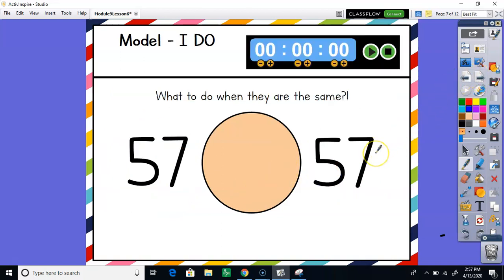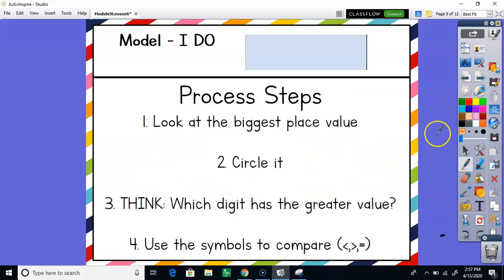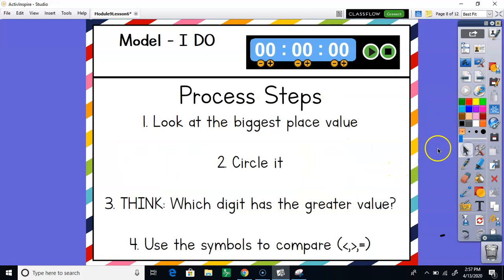And here's the other kind of problem you might see today. What do you do when they're the same? So I just took a glance and I saw that these both have 5s in the tens place and they both had a 7 in the ones place. 57 is the same or is equal to 57. They're the same number. So that's when you put an equal sign in the middle. Okay? So let's review these practice steps before we go on to practicing.